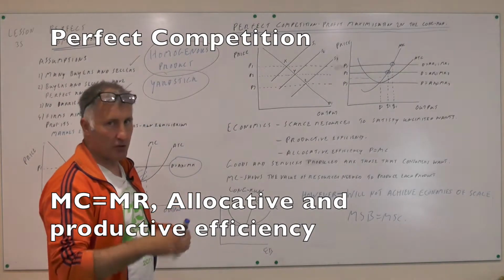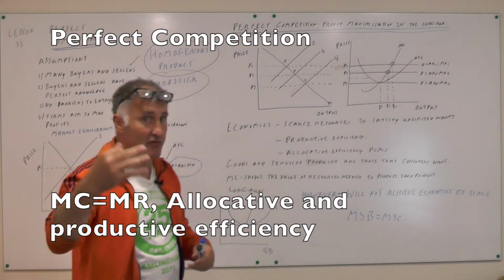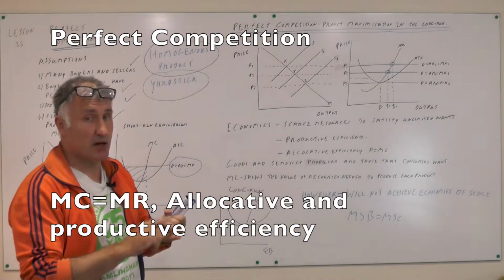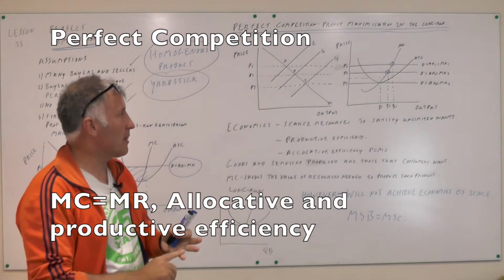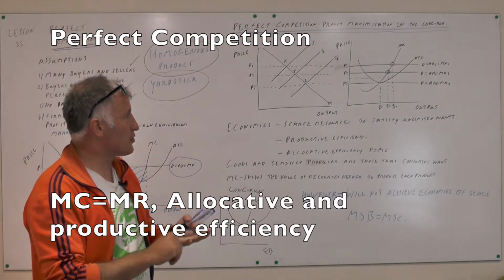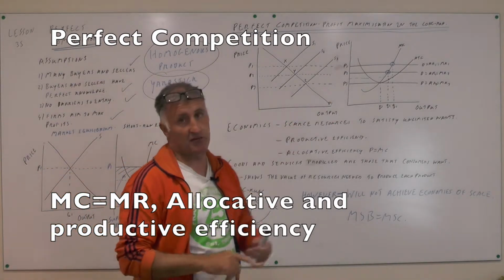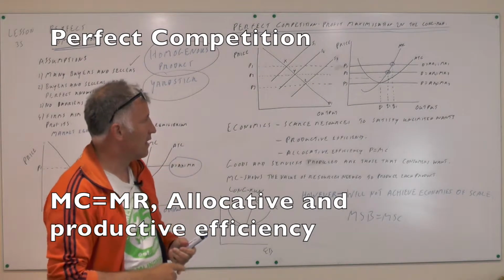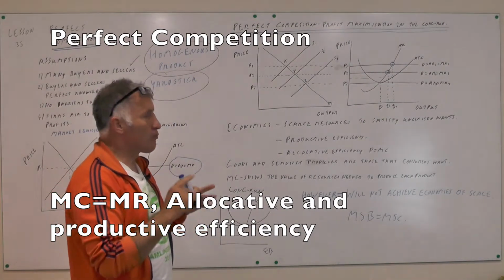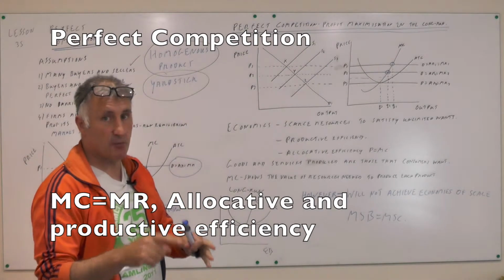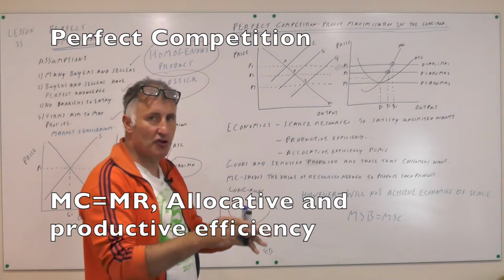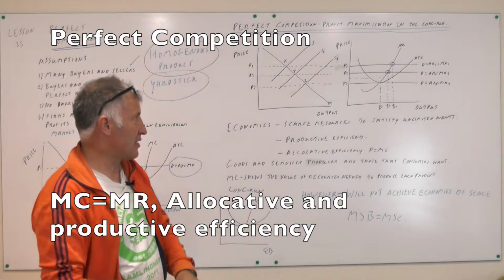Now that's really important because, as I've already stated in previous lessons, there are 3 points that work here. MC equals MR is profit maximization. Fine. We've got the bottom of the ATC curve, which is productive efficiency, which means we're getting maximum output from minimum input. And finally, we've got price equal to marginal cost, and that is the point of allocative efficiency. So the value that we place on that good is equal to the cost of producing that good.